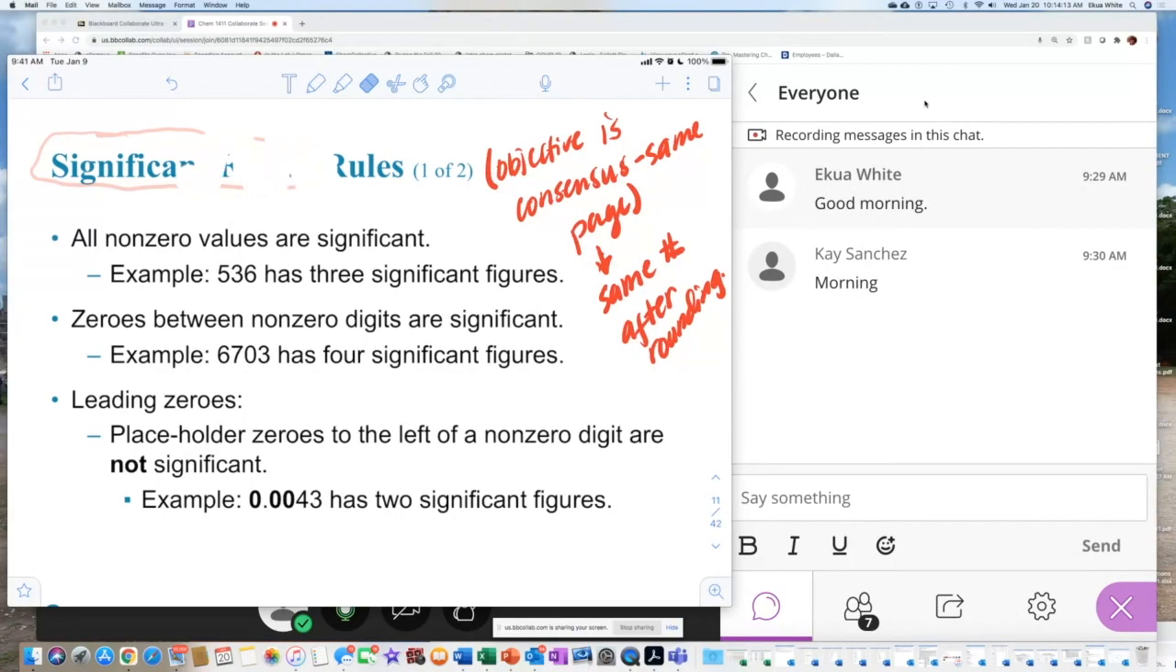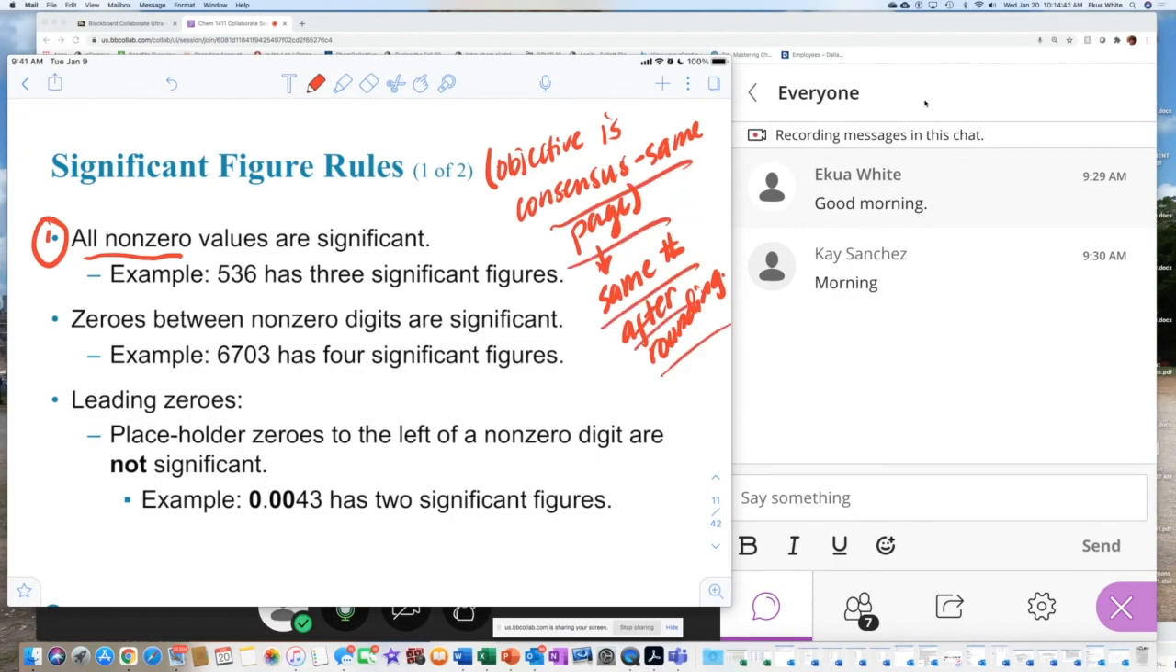So, counting significant figures. Number one, now we're learning the rules, right? Number one, you want to look at numbers, and if you have non-zero numbers, all non-zero numbers count as significant. Now, significant does not mean important. I know in English, significant means important. In this context here, significant means what we are observing for the purpose of being on the same page.